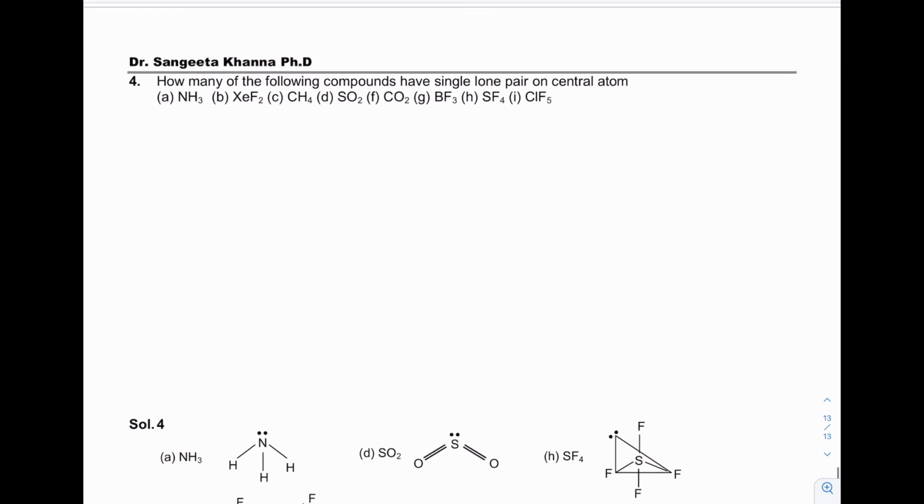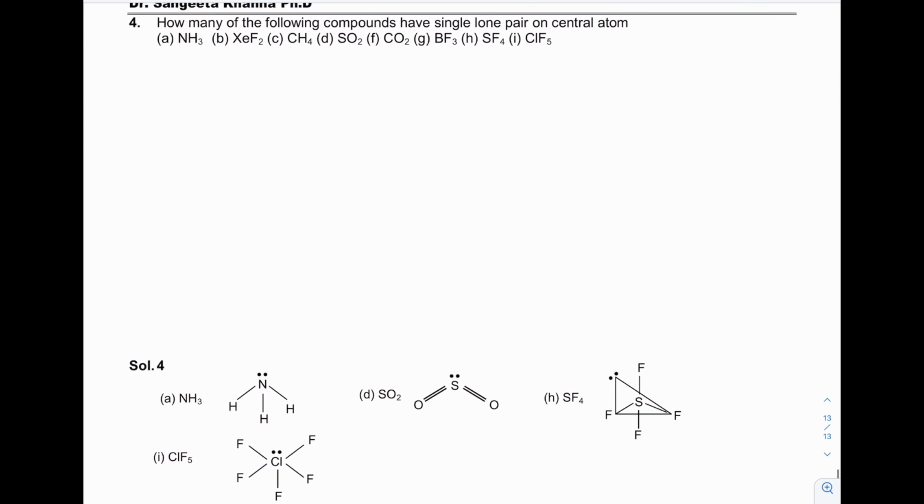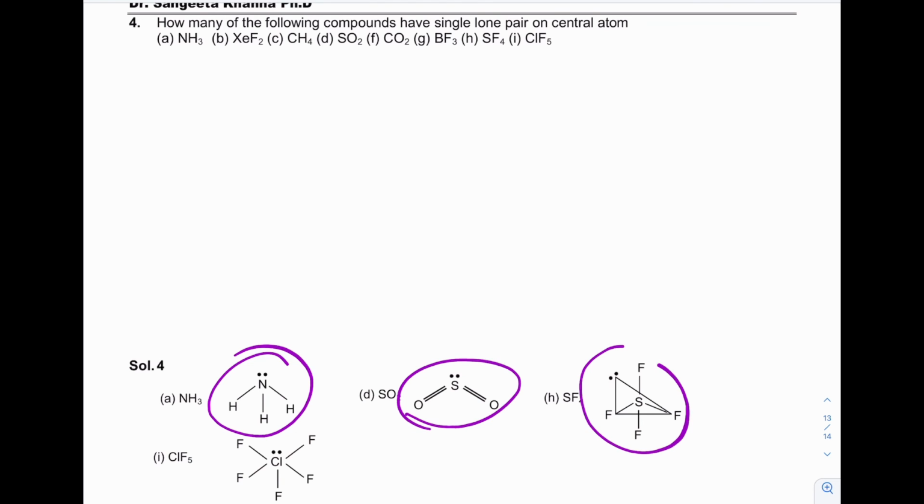How many of the following have a single lone pair on the central atom? Ammonia, there is one lone pair. SO2, one lone pair. SF4, one lone pair. And ClF5, one lone pair. So there are 4 compounds. In CO2, there is no lone pair on the central atom. In BF3, no lone pair. In methane, no lone pair. So answer is 4.